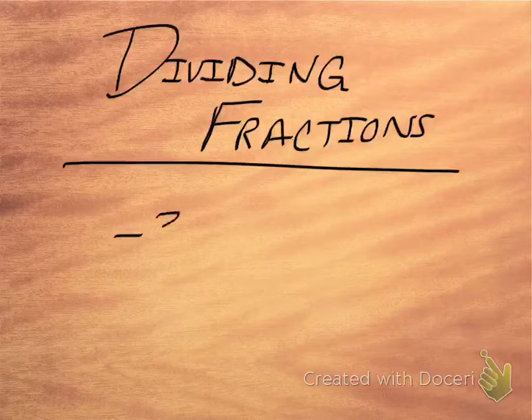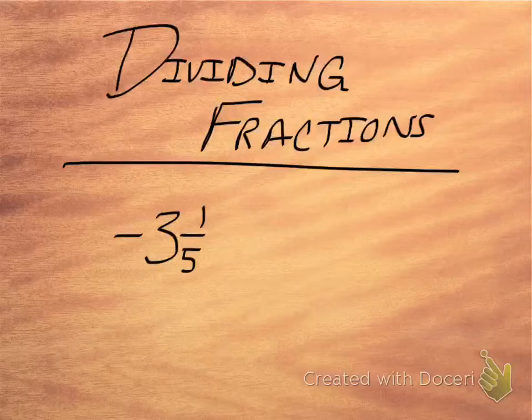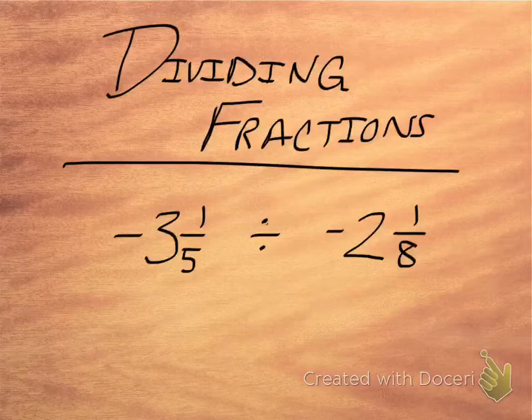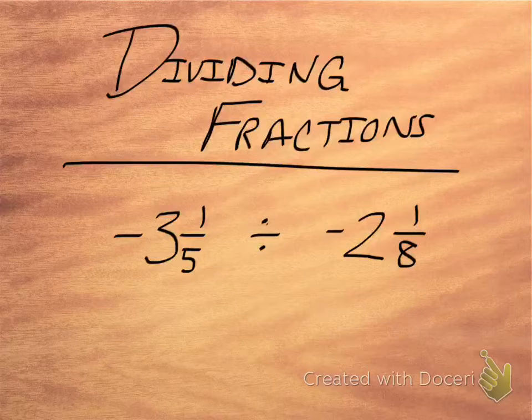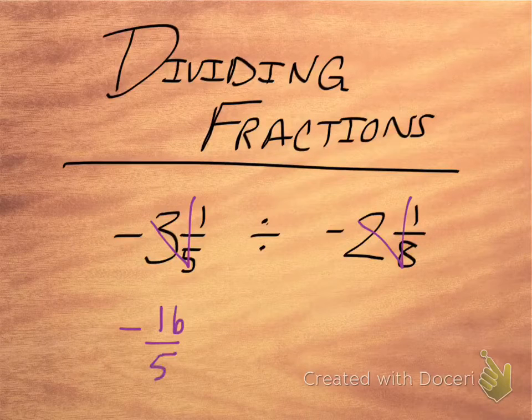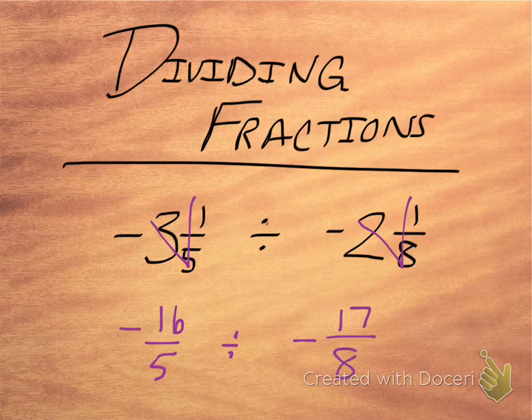So if we had something like -3 1/5 divided by -2 1/8, we would have to think a little bit differently. Now, just like multiplying, we always want to turn these into improper fractions. So I'm going to change this into -16/5 divided by -17/8. That looks a little bit easier to work with for me.